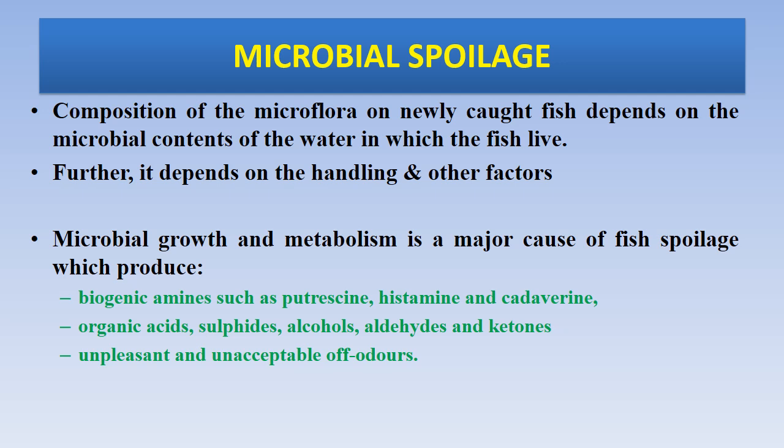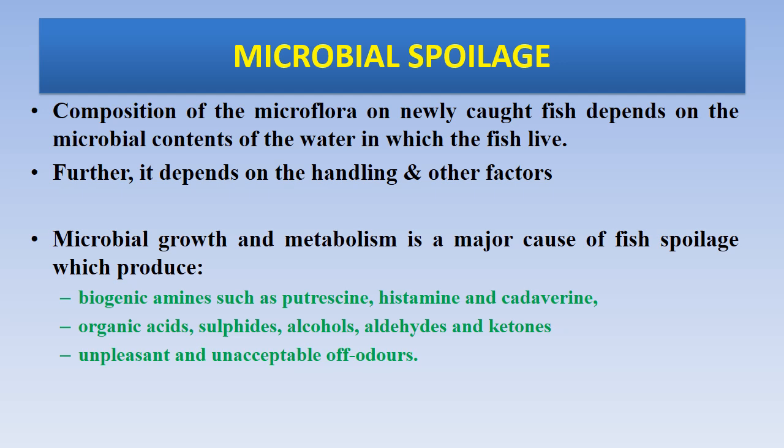Now we will discuss microbial spoilage. When we say microbial spoilage, it includes bacteria, virus, yeast, mold, everything. First of all, the composition of microflora on newly caught fish depends on the microbial content of the water in which it lives. As I discussed previously in the sources of contamination, in the case of fresh fish, majorly it is the water. Whatever kind of microbes are present, that only comes to the fish. Then secondly come other factors like handling and other appliances, as I mentioned. Depending on all those, the profile of microbes will change, what kind of bacteria or other organisms.